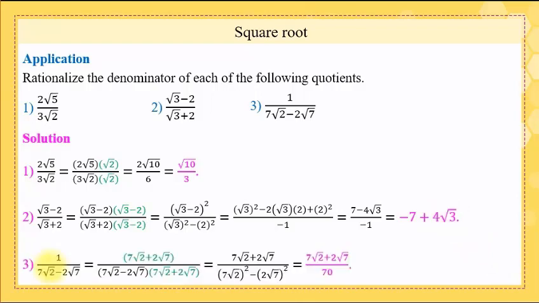Finally, we multiply by the conjugate 7 radical 2 plus 2 radical 7 in the numerator and denominator, and then we get 7 radical 2 plus 2 radical 7 over 70.